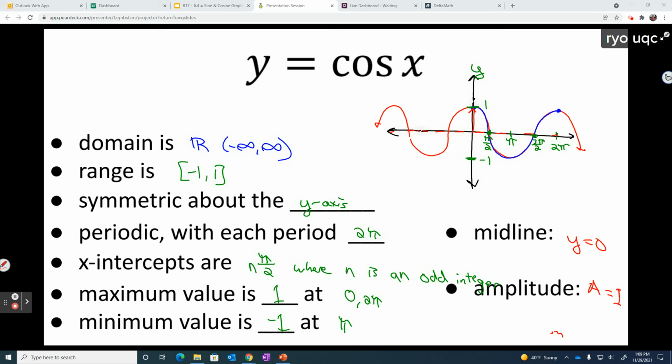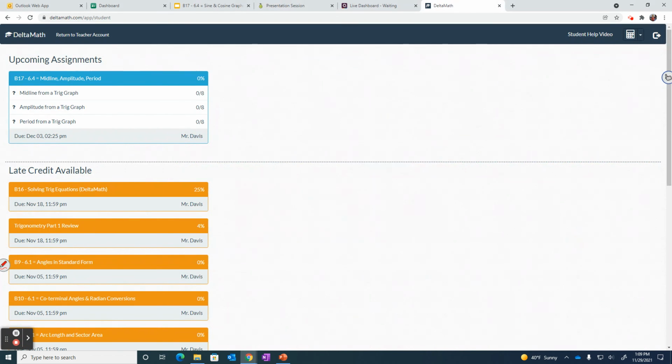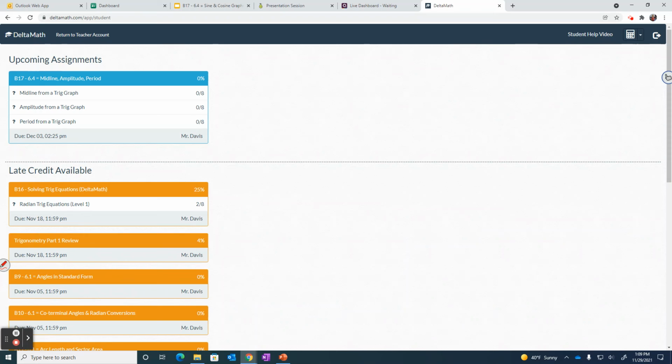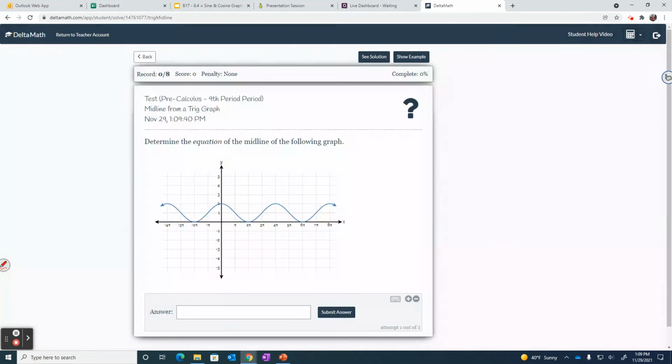So the assignment we're going to do is really a Delta Math assignment. But don't start it yet. You'll have plenty of time to do it. I'm going to show you some stuff here quick. So the first thing that you're going to do on these Delta Maths is to find the midline. We're going to be finding midline, amplitude, and period.